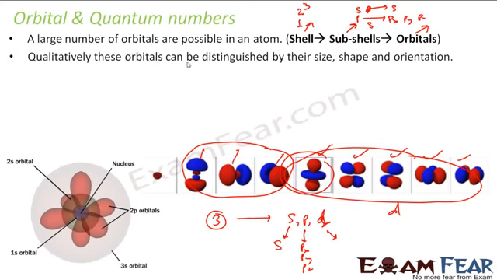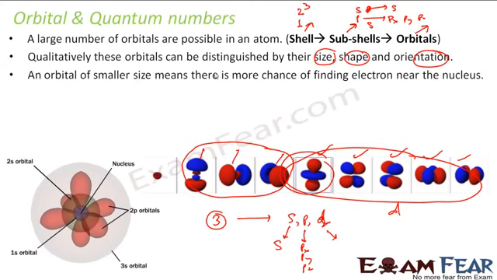These orbitals can be distinguished by their size, shape, and orientation. You see, the size will differ, the shape will differ, or the orientation will differ. In these cases, the size and shape are the same, but the orientation is different. In this and this, the size, shape, and orientation, everything is different. So you can distinguish these orbitals by their shape, size, and orientation.